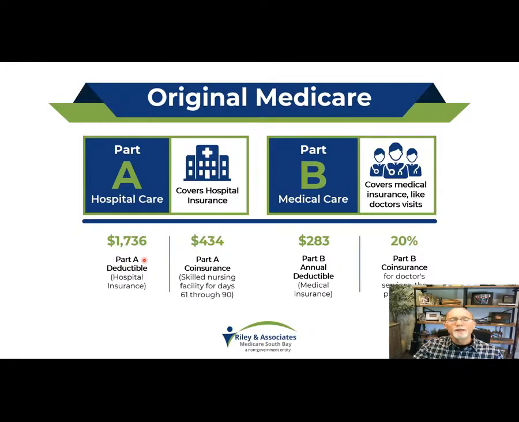For Part A, you've got a $1,736 deductible. That's for the hospital, and that's not annual. It adjusts a little bit each year, but it's not an annual deductible. It's on a per incident basis. So if you are hospitalized and you pay that deductible, and then you were out of the hospital and went back in after 60 days, they could effectively charge you that again. All right, so that's something to know.